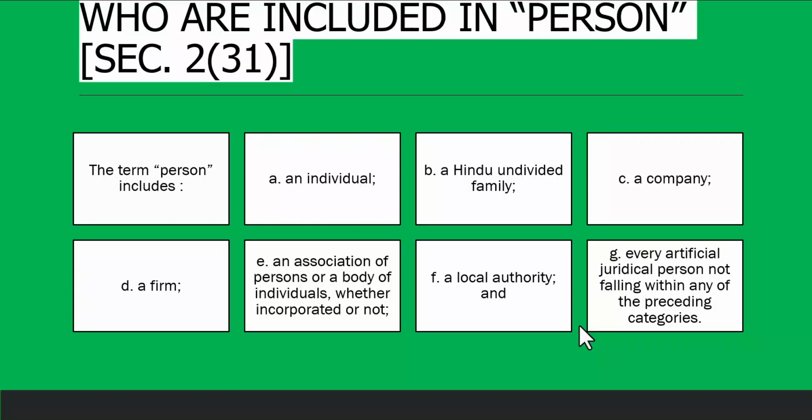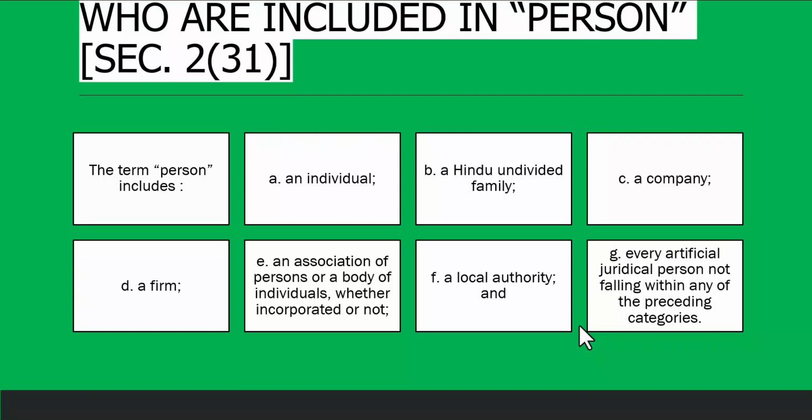An association of persons or a body of individuals, whether incorporated or not. So suppose some people come together and form a society, like a housing society or something like that, and they may or may not get themselves registered. All associations or societies need to get themselves registered under the Societies Act, but it is not mandatory. So whether it is incorporated or not, it doesn't matter. An association of persons will also be treated as an entity for paying tax.